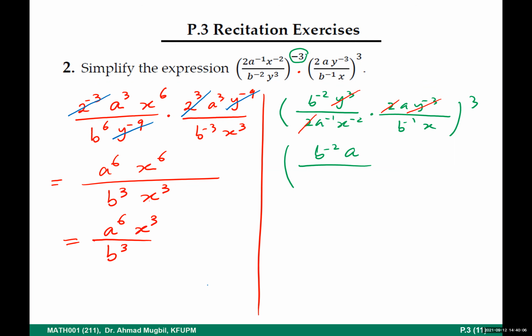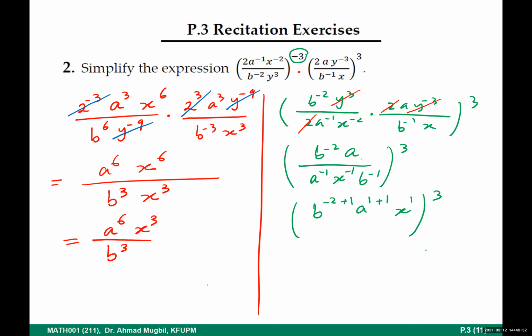In the denominator, we have a to the power -1, no more a's. X to the power -2 with x, it is x to the power -1. And we have here b to the power -1, all to the power 3. Simplify, you have a and a here, b, and all of them are factors. So this will be b to the power what? -2 plus 1. And a will be 1 minus, it will be plus. And we have x to the power 1, all to the power 3.